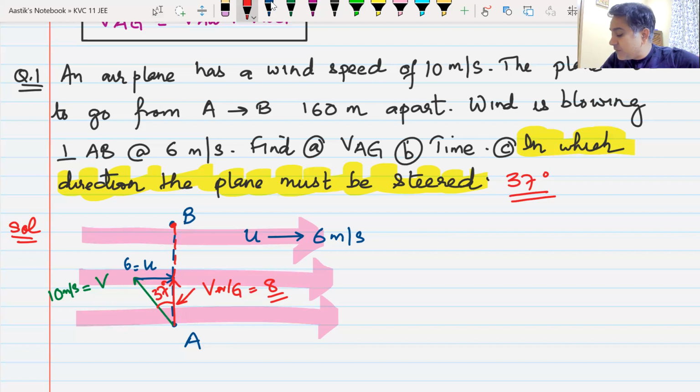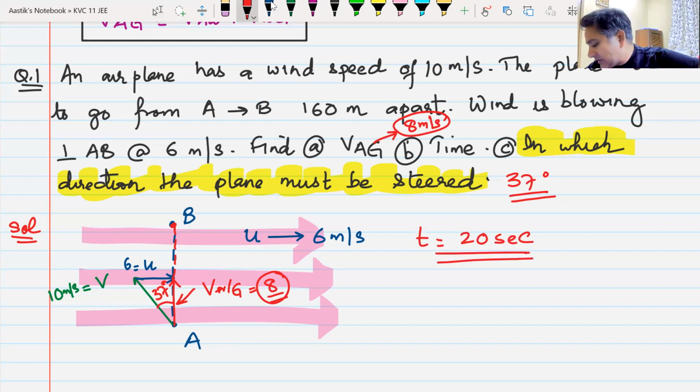What is the velocity of the plane with respect to ground? It is 8 meters per second. It is not 16, it is not root over 136. Because if it becomes root over 136, I will not end up in Hyderabad, I will end up in Chennai airport. What is the time? Now I know 8 meters per second is my velocity from Bhopal to Hyderabad. The distance is 160 meters. So the time is 20 seconds. I will land up in the Hyderabad airport in 20 seconds.